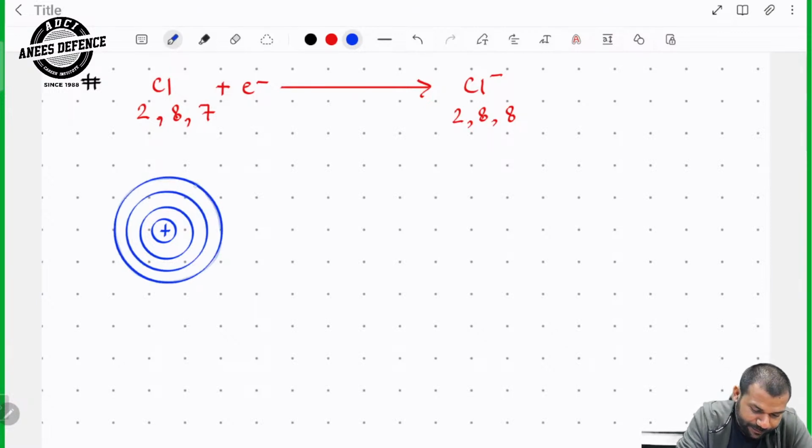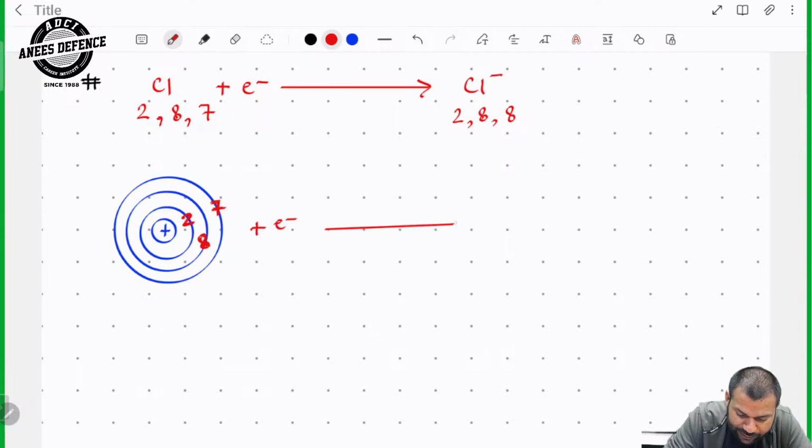There are 3 shells, and the electronic arrangement is 2, 8, 7. Now it gains 1 electron, and the number of shells is still the same. We are having the K shell, L shell and M shell.